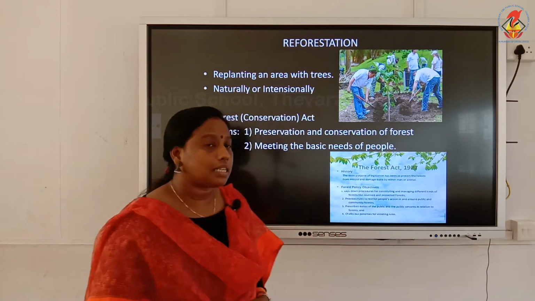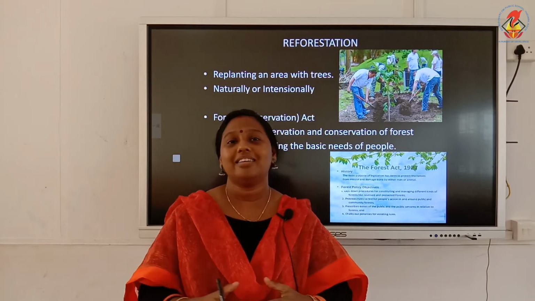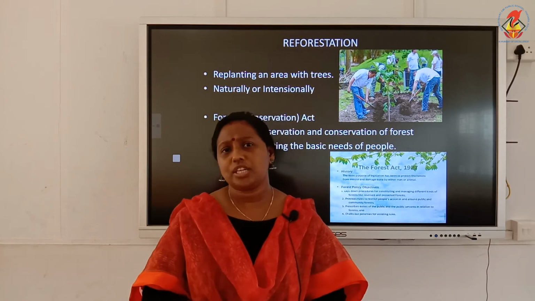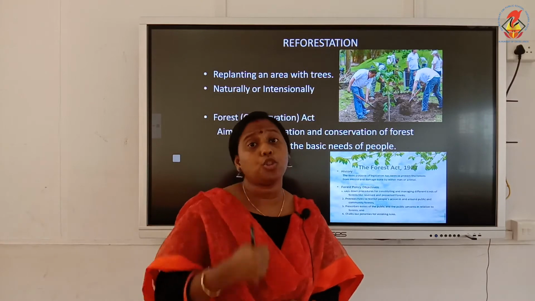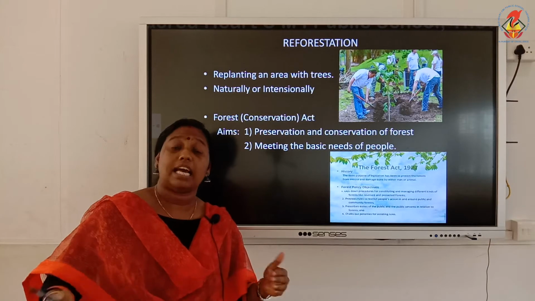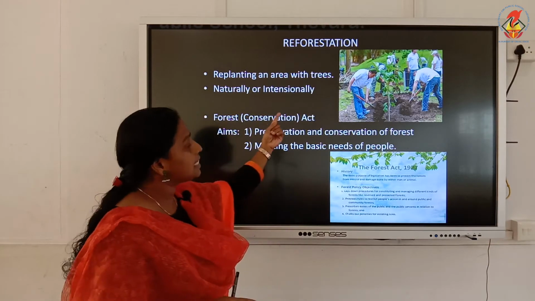One such act is the Forest Conservation Act. In this Forest Conservation Act, our forest is getting maximum protection under this act. Our forest areas are under government protection. Now this Forest Conservation Act mainly aims at two things. Now, what are the two things? The first one is it aims at the preservation and conservation of forest. Our forest has to be preserved, it has to be protected. That is a major aim of this Forest Conservation Act.